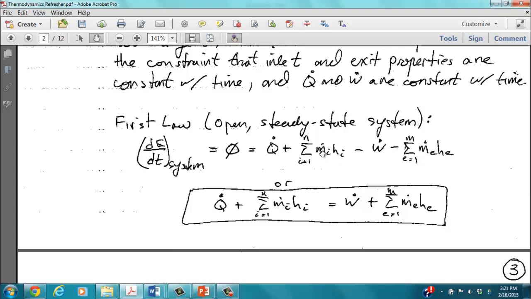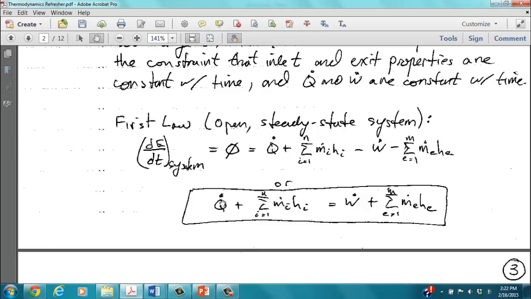M dot is constant with time, right? So even though there's a flow rate, it's flowing per unit time, that M dot is not changing with time, right? In other words, it's not accelerating or decelerating, if you will. Same is true with W dot, it's just a steady number, and the same is true with M dot E and HE. So when we make the steady state assumption, that allows us to write the first law equation as follows.